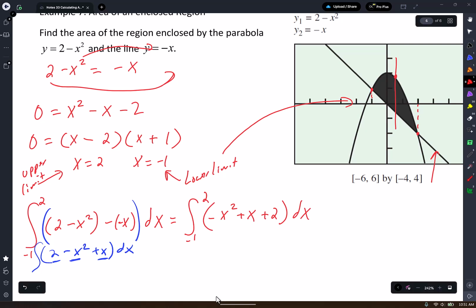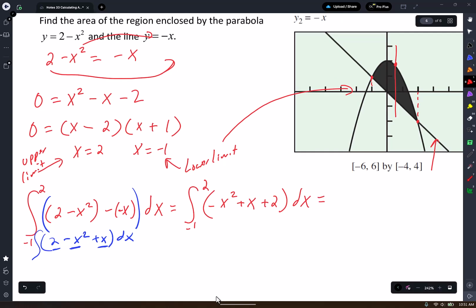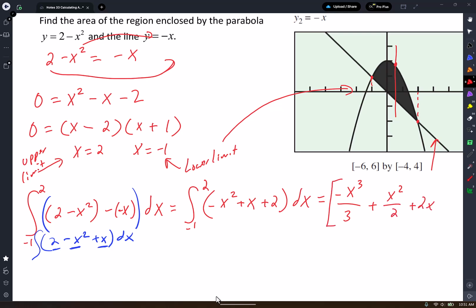Okay, here we go. I'm going to go slow. What's the antiderivative of negative x squared? Over. What's the antiderivative of x? What's the antiderivative of 2? Put all that in brackets. Lower limit -1. Upper limit.